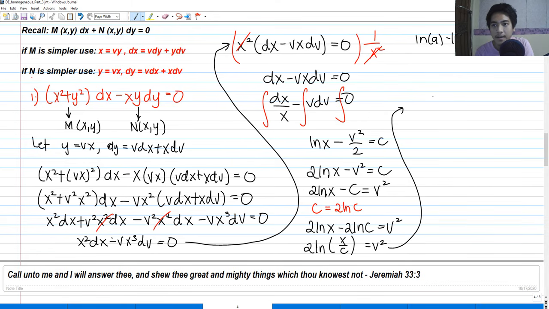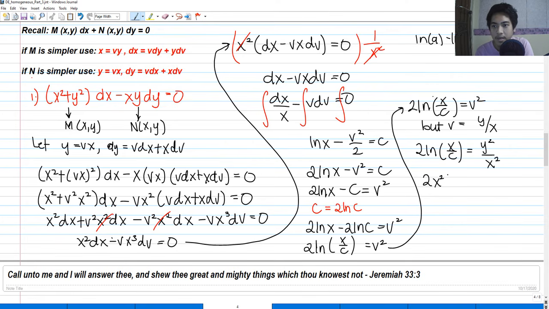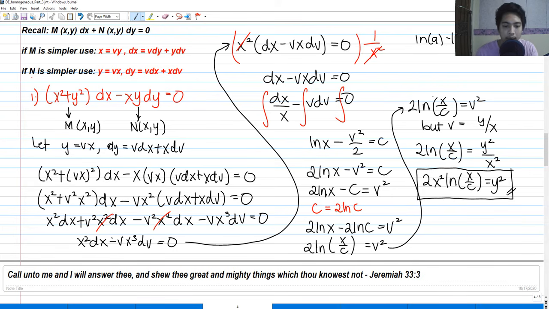And finally, we have to substitute back v squared. But v is equal to, from this equation, extracting v, y over x. So we have 2 ln of x over c equals, this is squared, so this would be y squared over x squared. And simplifying, we have 2x squared ln of x over c equals y squared. And this should be our final answer for this problem.